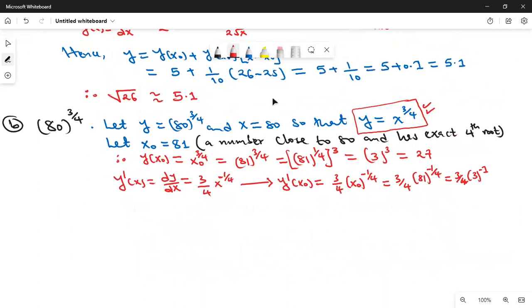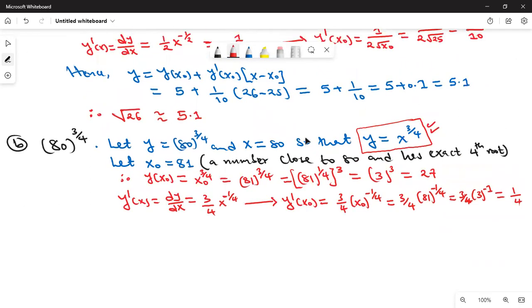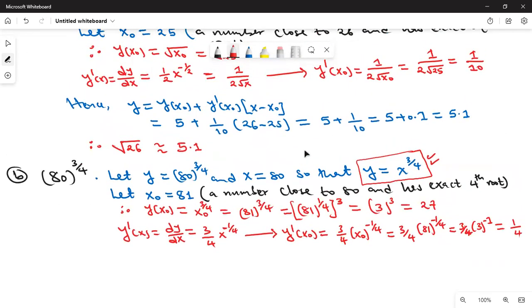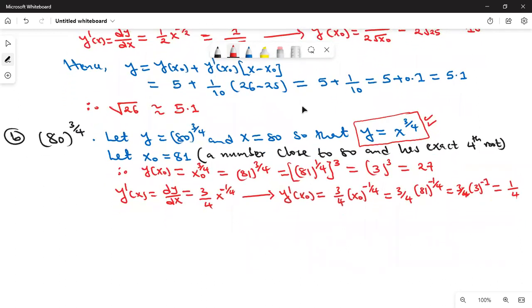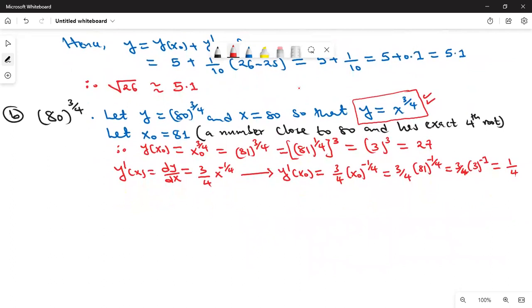Remember, the laws of indices are very important here. We are not using any calculator. So this is the same as 1 over 4. Very important. What else do we need to find? Already we have y prime at x naught. And now we need to find the value of y. Approximate now the value of y using the linear approximation.